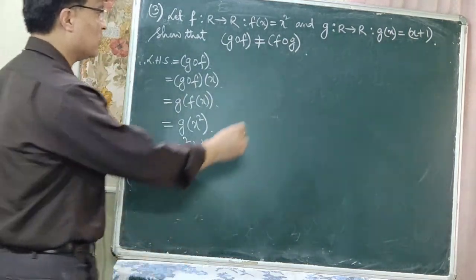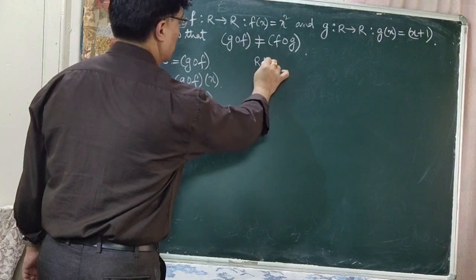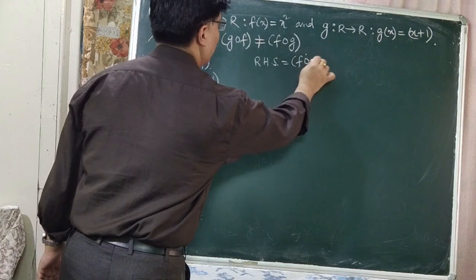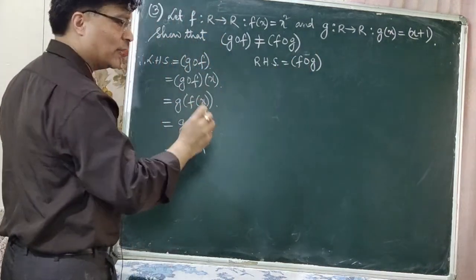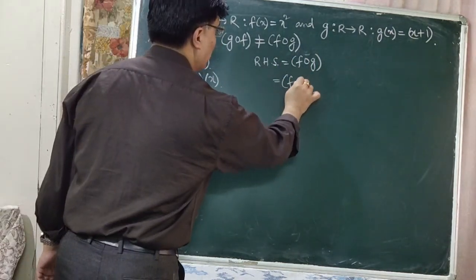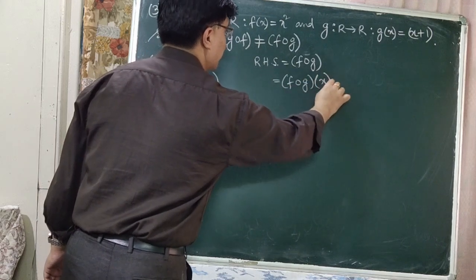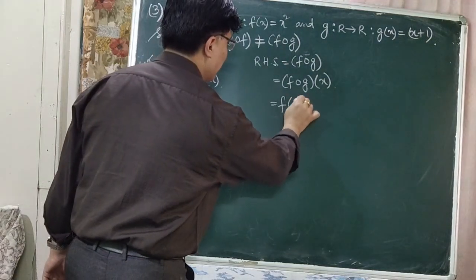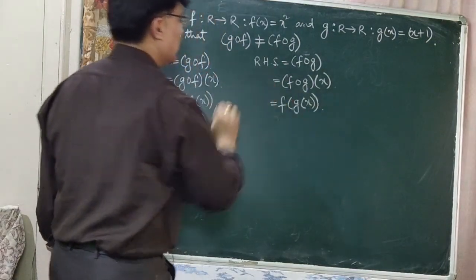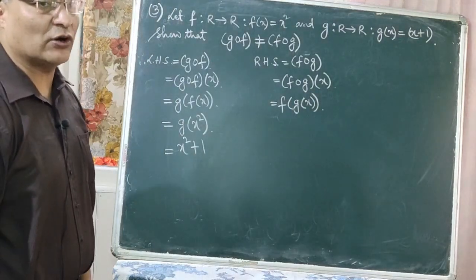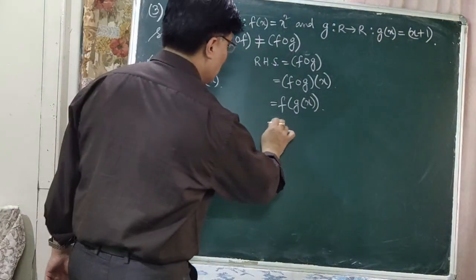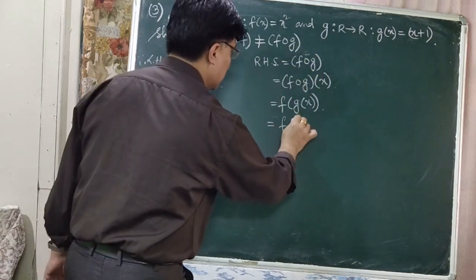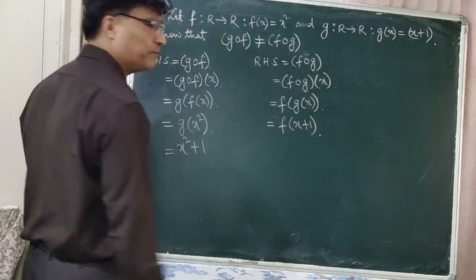Okay. Now let us find out right hand side. So RHS, what is RHS here? It is fog, given as fog, right? So actually you have to find out fog of x, right? Now it is defined as f of g of x. Now instead of g of x, you put the value for g of x. What is that? x plus 1, right? So f of x plus 1.